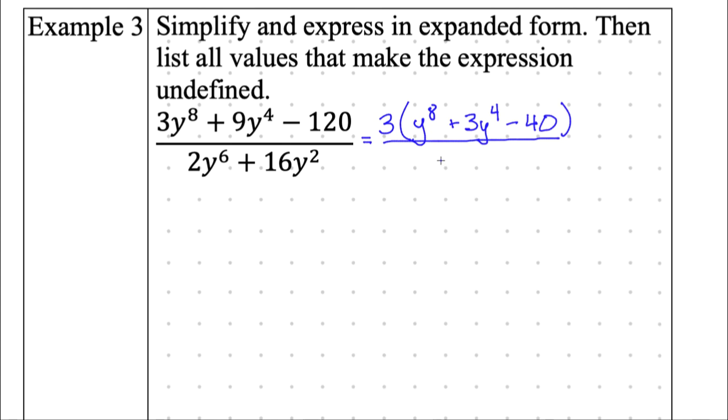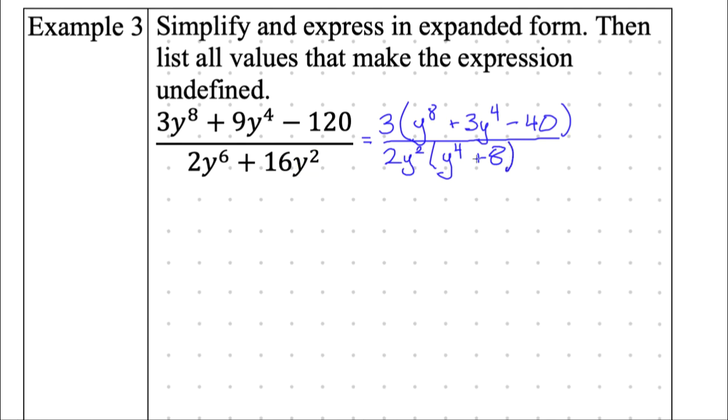The greatest common factor of the denominator looks like 2 for the coefficients, because 2 goes into 2 and 16. And I choose the smallest power between y squared and y to the power of 6, and that's y squared. When I factor out that 2y squared, I'm left with, okay, well, 2 divided by 2 is 1, so no more coefficient. 6 minus 2 is y to the power of 4. And then if I divide 16 by 2, I get 8. Copy down the sign, of course, so it's going to be plus 8. And then 2 minus 2, they're gone, so there's no y, just like that.